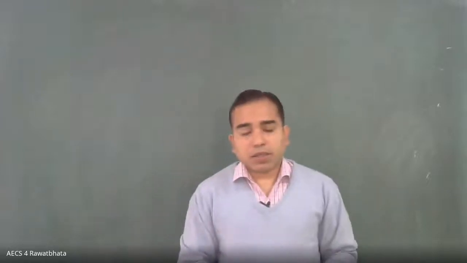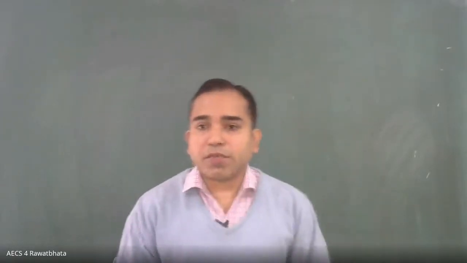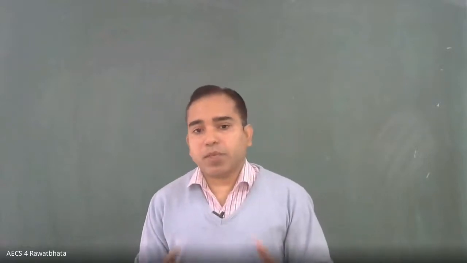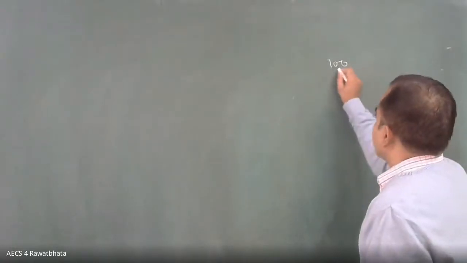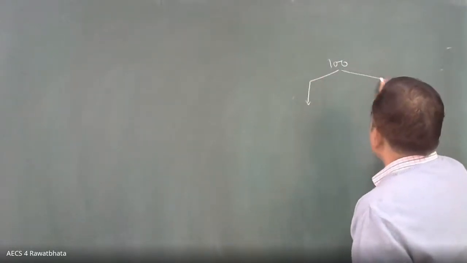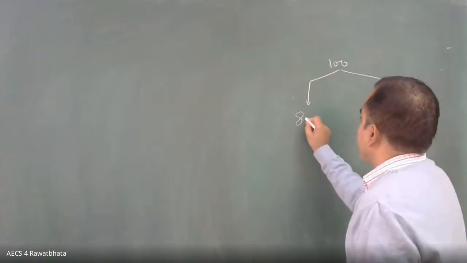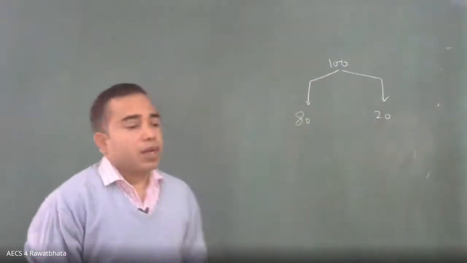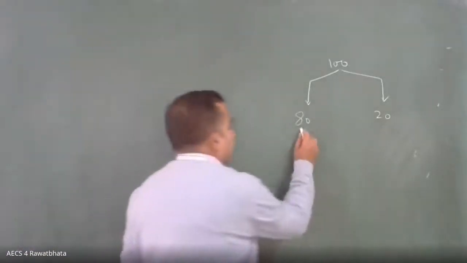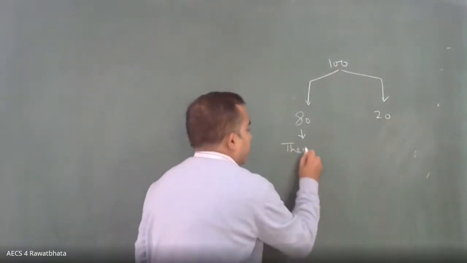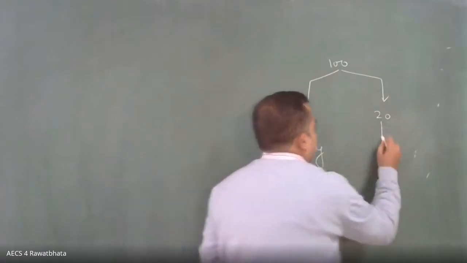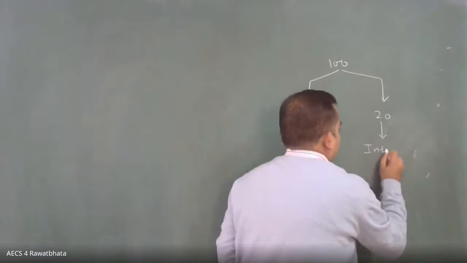Since April onwards, the things that we are studying will cover 80 marks out of 100. You should know that your final question paper is split into two parts. The final assessment of 100 marks will be done as 80 plus 20. 80 marks will be based on the theory examination, right? And 20 marks will be based on internal assessment.